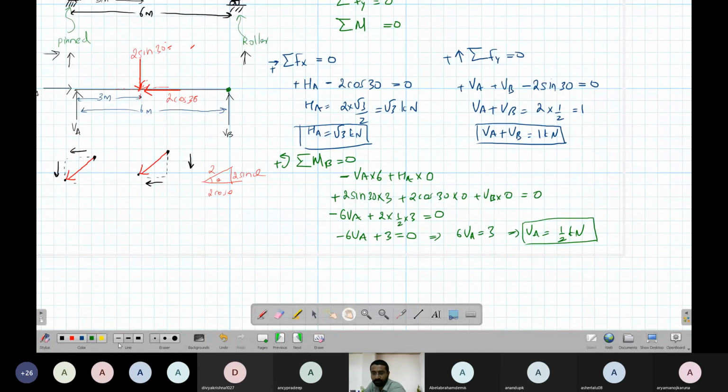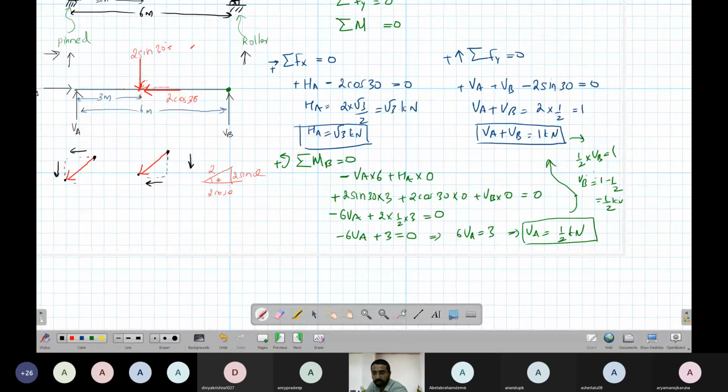Now what we will do? We will substitute here in the equation. Then what will we get? VA plus VB is equal to 1 kilonewton. So that means half plus VB equal to 1. So VA is equal to half kilonewton, and VB equal to 1 minus half. Right, so we got the final values.